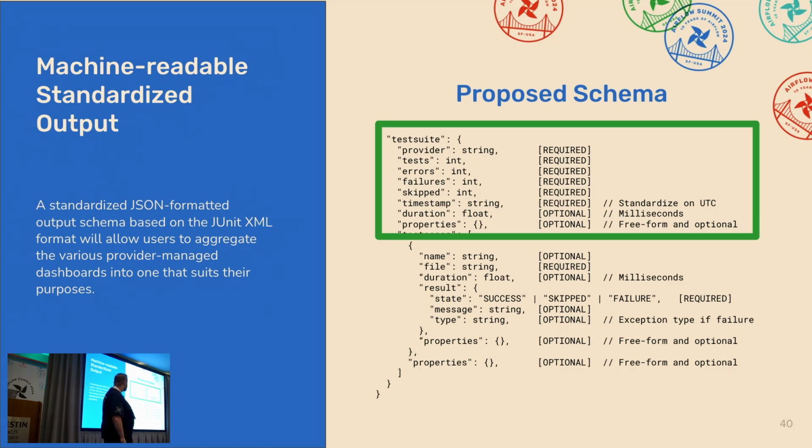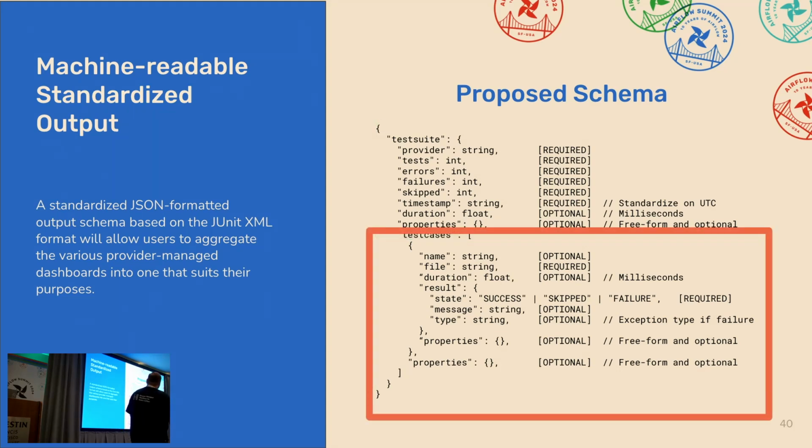And then properties. You see properties is on here 3 times. So basically properties is going to be a free-form field, so anything that the provider wants to include in there that's not part of the standard. For example, up here in the test suite, you might include the SHA code for the commit that was used in the test, so when you start seeing failures, you can trace that back. Or there are some other examples in the coming slides.